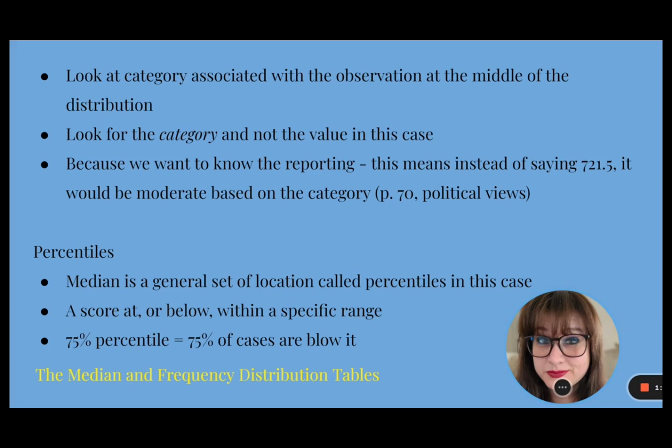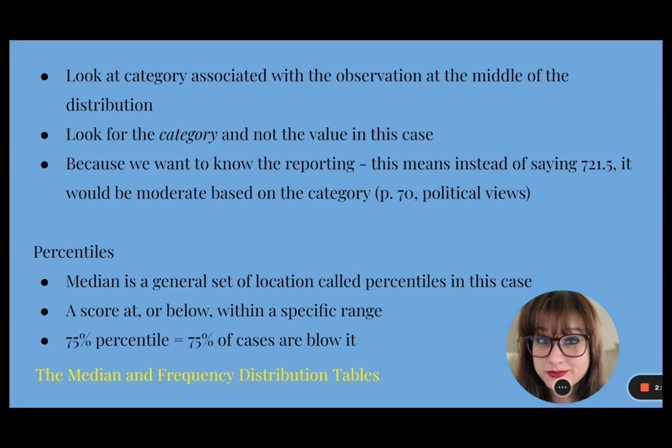Another thing about this is percentiles. You've probably encountered and experienced percentiles. A lot of standardized testing has percentiles. With these percentiles, it gives you an idea. A percentile is not the same as a percentage. It is a general location within the range. It's a score at or below a specific range. So if you scored in the 75th percentile, it means that 75% of cases are below it. And that's a typo, so I apologize, but 75% of the cases are below it. So that means that 25% of the cases are above that.